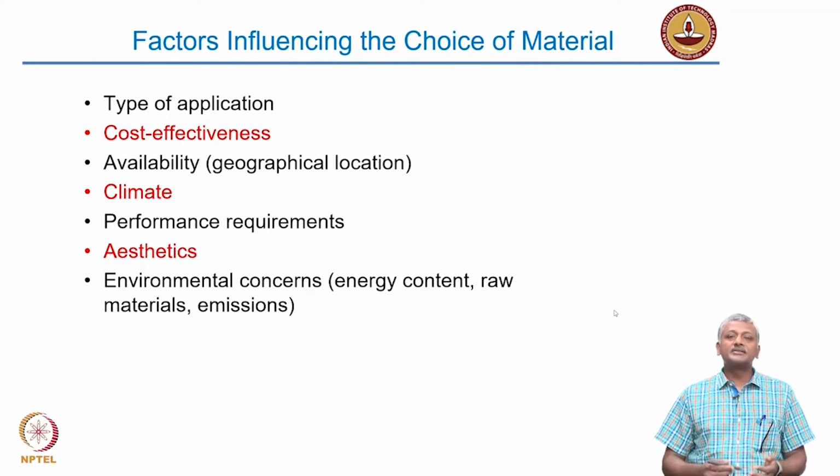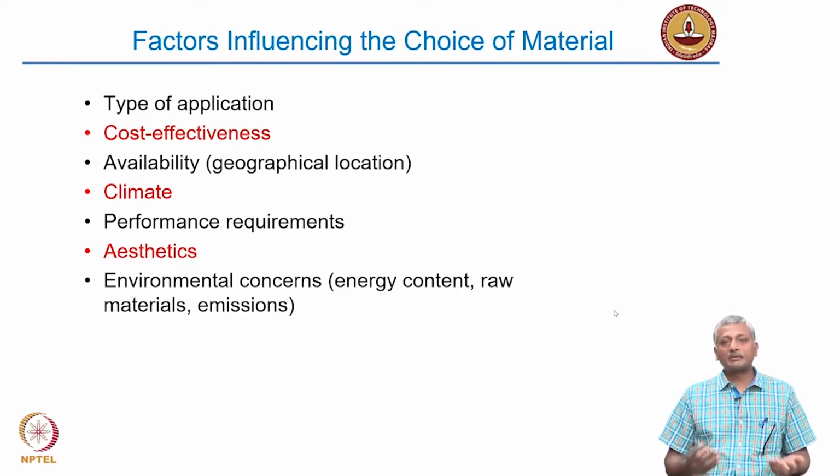So, what are the factors that govern the choice of a material? If you are in a particular location, what would you think about before choosing a particular type of construction material for your building, for your house for instance, right? Of course, it depends on the type of application. In some cases, even though one material may appear a lot more cost effective as compared to another, I would think about using the other material because of the type of application.